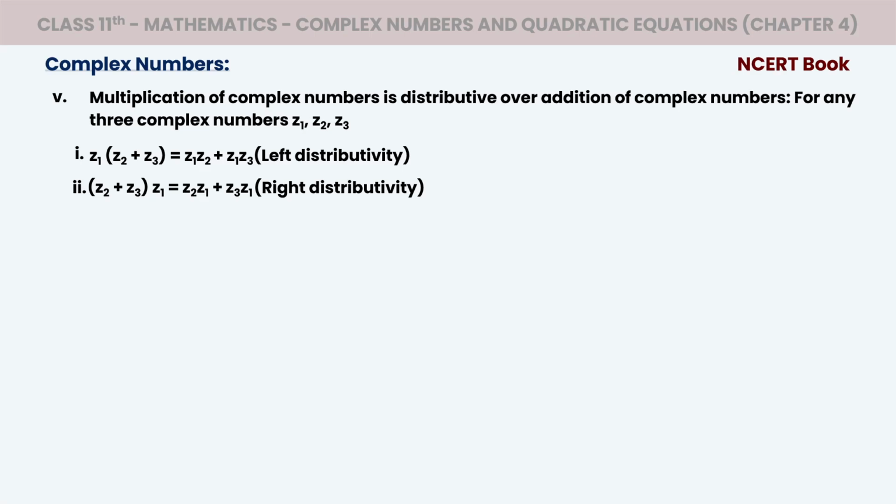Now here, multiplication of complex numbers is distributive over addition of complex numbers. For example, if we have z1 into (z2 plus z3), so first multiply z1 into z2, then z1 into z3: z1 z2 plus z1 z3. Same here, (z2 plus z3) into z1 is z2 z1 plus z3 z1, right. So this is the left distributive, this is the right distributive.